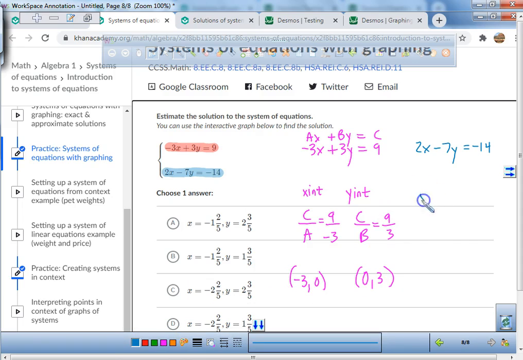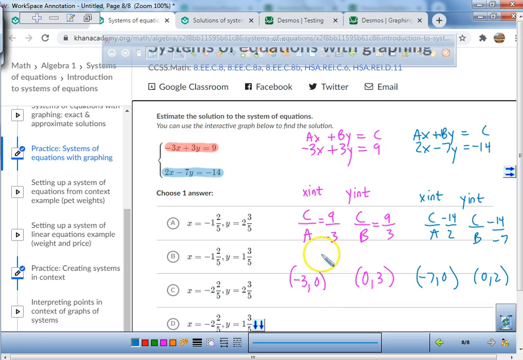Using the same process, I'm going to find my x-intercept and my y-intercept. C over A, C over B. Remember, this is AX plus BY equals C. So I got -14 divided by 2, which is -7, 0. And then I have -14 divided by -7, which becomes +2. So I'm going to plot these guys, and we're going to see where they intersect. Just remember, C over A, C over B, get your x-intercept and your y-intercept.